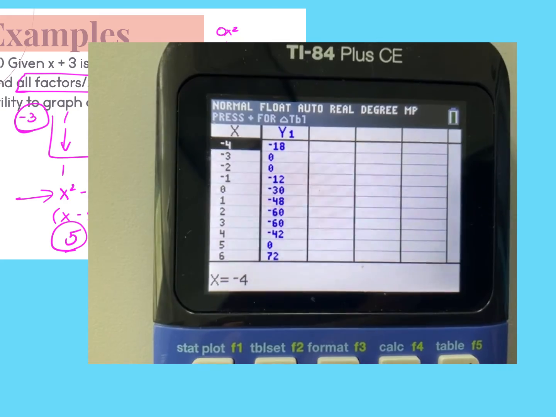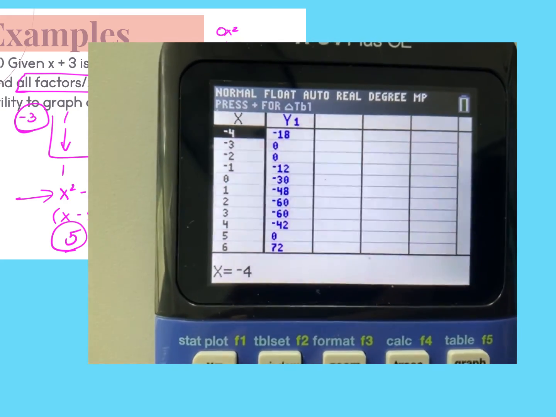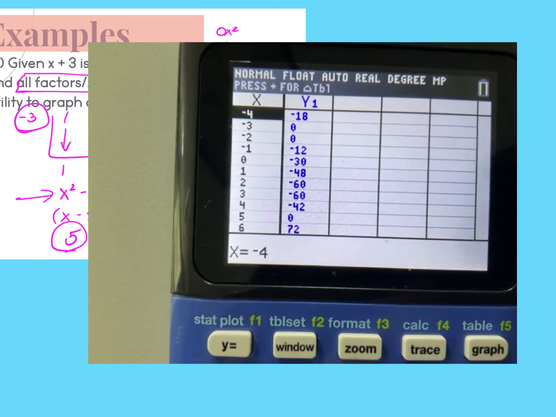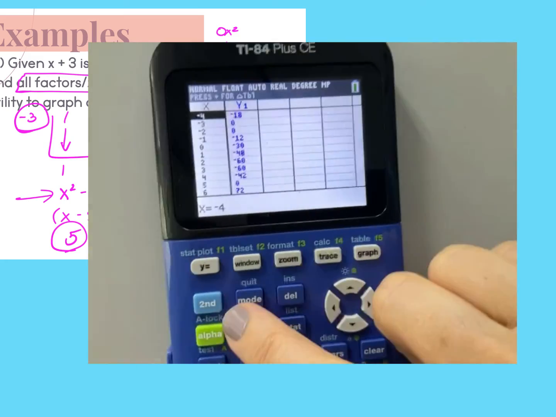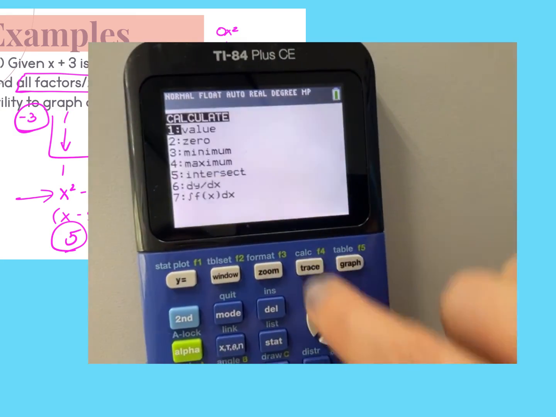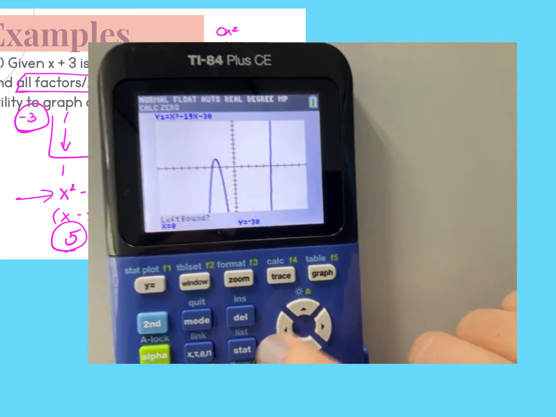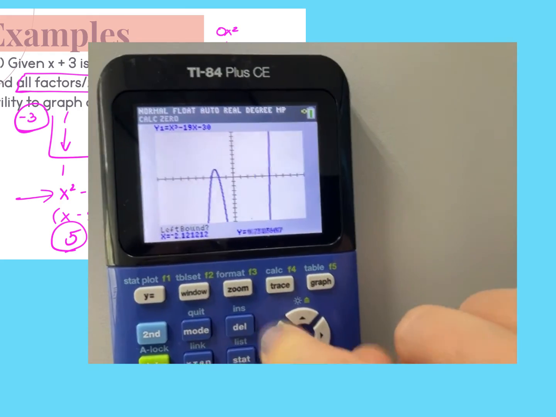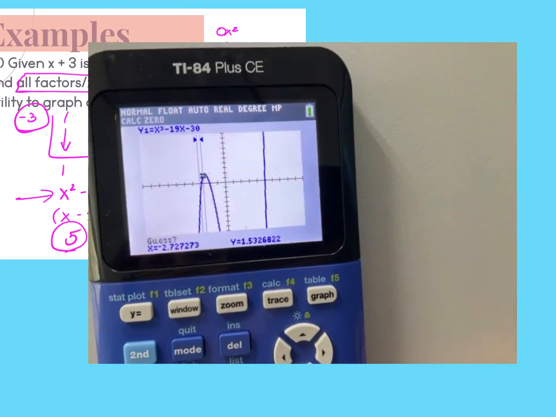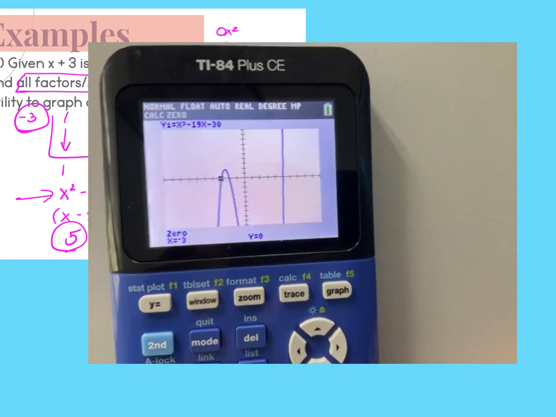Does everybody see that? So you could also see it that way. There's a bunch of different ways. On the next section, we're going to mess with how to find the zeros by tracing it. We would go to the y equals, graph it, hit second, trace, and go to zero. And we would go left and right of each zero. So left here, and then right here, hit enter. It brings me to the intercept right there.